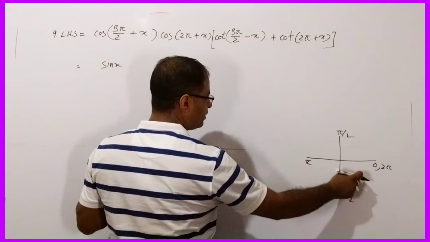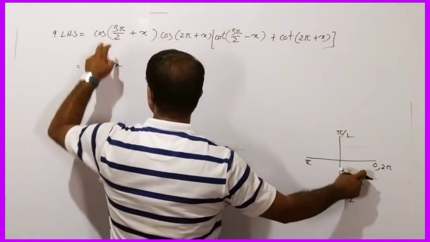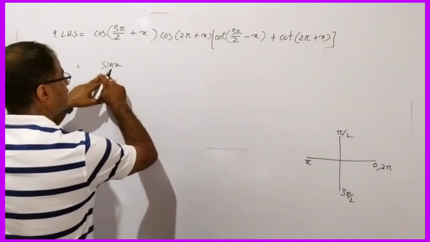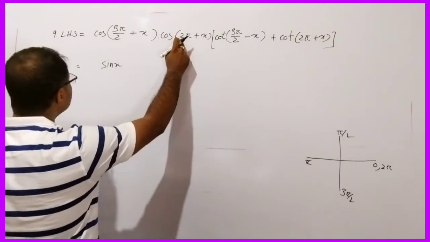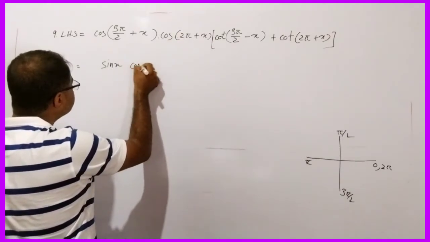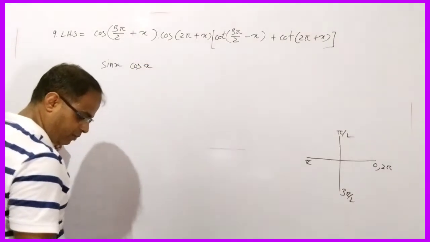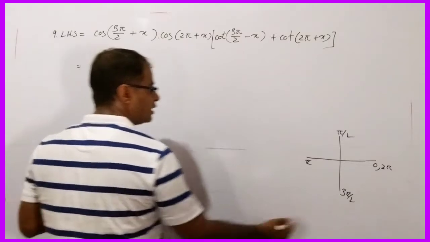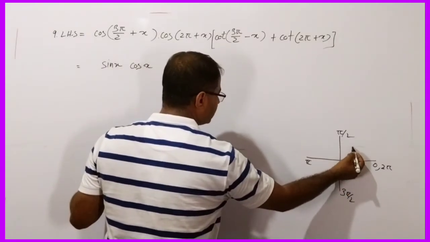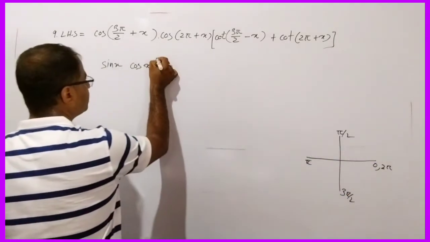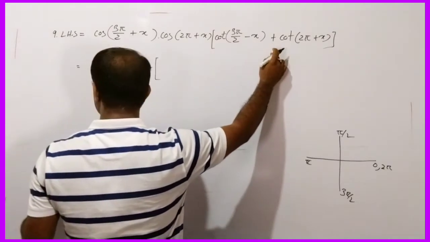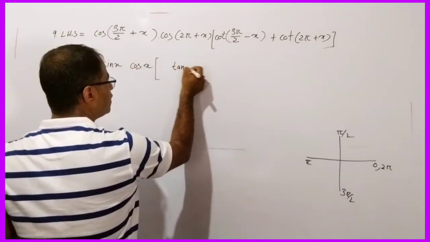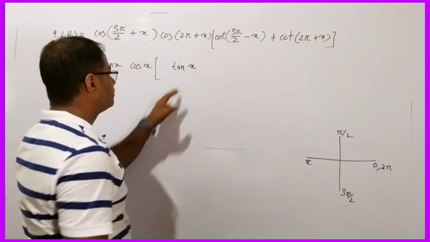Now check the quadrant: 3π/2 + x means the fourth quadrant, and in the fourth quadrant the result of cos should be positive. That means positive sin x. Cos of (2π + x) remains the same, that means cos x, and 2π + x is the first quadrant, so positive. Again, cot of (3π/2 − x) must be converted into tan x.